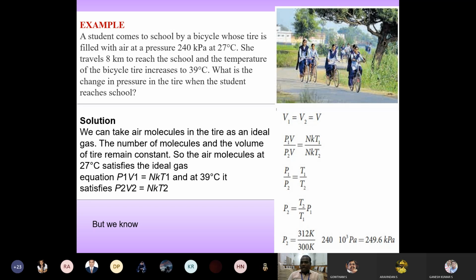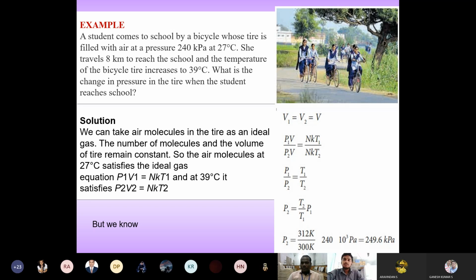So if you substitute the values in this equation, then we can find the value of P2. The temperatures will be taken in Kelvin, right? So 39 degrees Celsius and 27 degrees Celsius were converted into Kelvin. In each and every calculation you have to put the temperature values in Kelvin alone. Try to keep that in mind. Then we can enter the values of T2 and T1. So the T2 value will be 312 Kelvin.